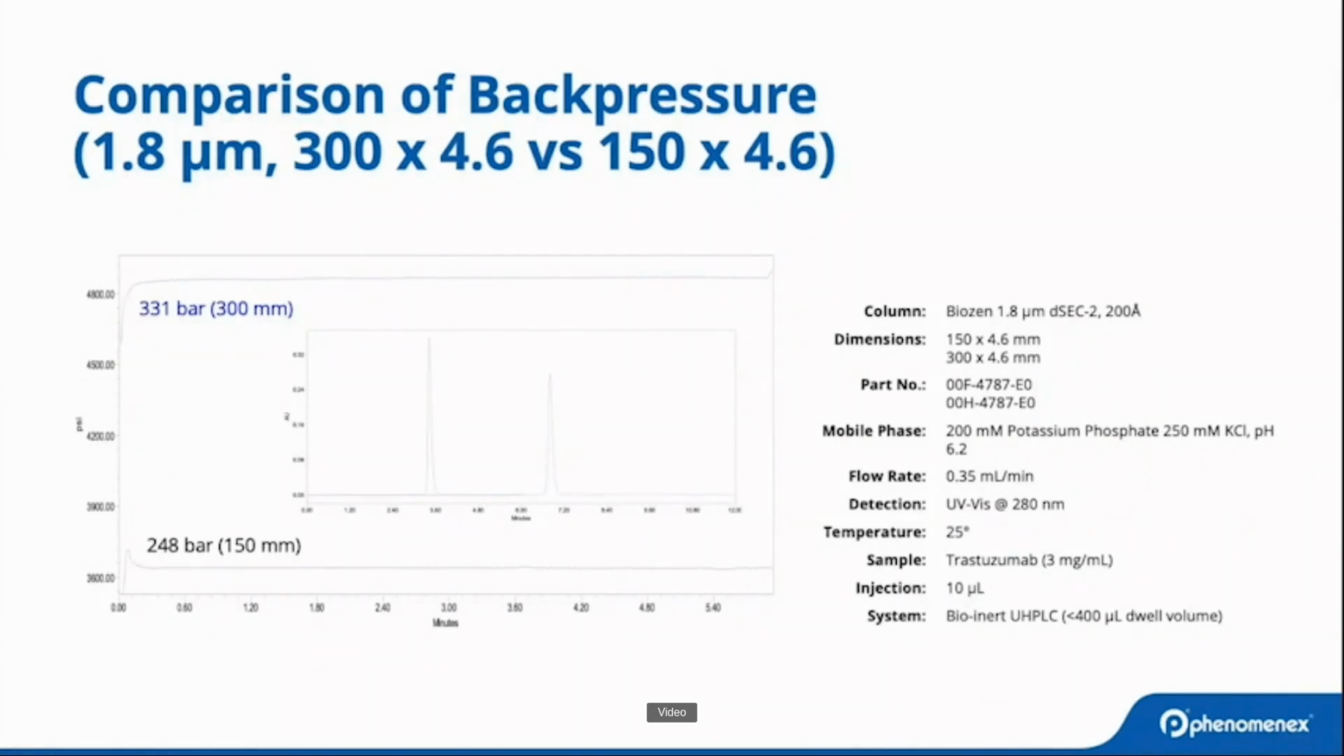So as such, running a sub 2 micron DSEC2 column, 15 centimeter length, generates a relatively low back pressure, as we can see here when it's run on the Waters UPLC H-class Bio. The 30 centimeter only generates 331 bar at 0.35 mL/min. And interestingly, a sub 2 micron particle run at optimal flow rate still gives less than the 400 bar that technically would define it as being compatible with a standard HPLC instrument.